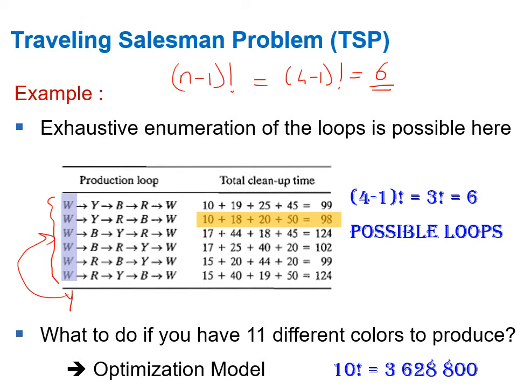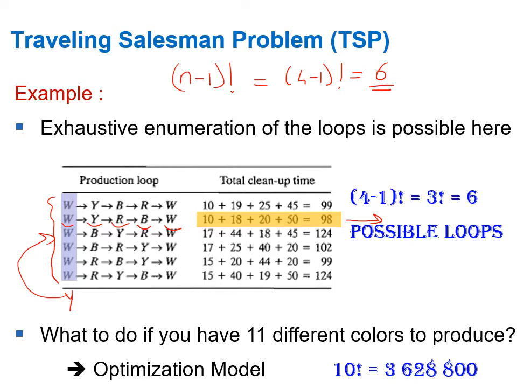And in this example, we see that the best solution is this one, in which case we start from the white color, then shift to yellow, then to red, to black, and back to white. And in total, we make a cleanup of 98 minutes. Okay, so by making total enumeration, trying all possible combinations, we are able to find the best solution for this example.